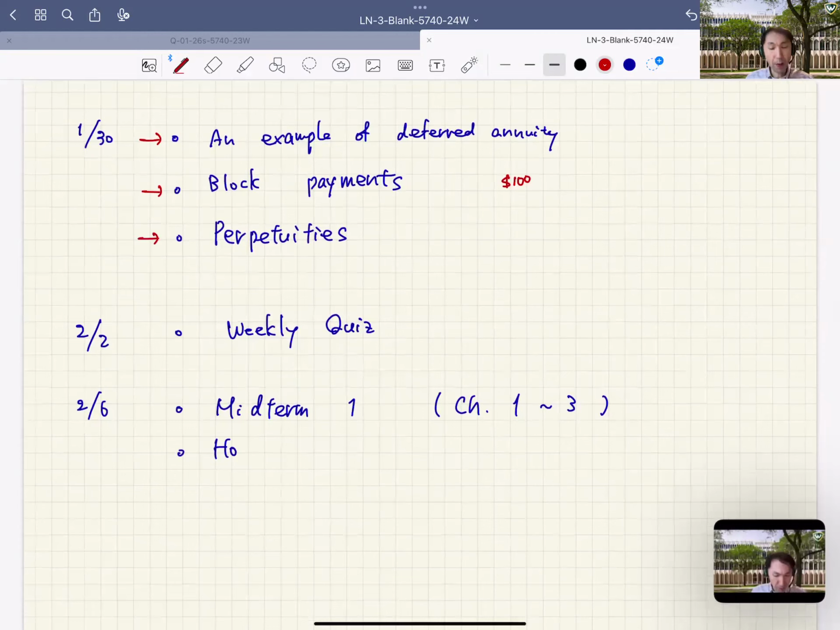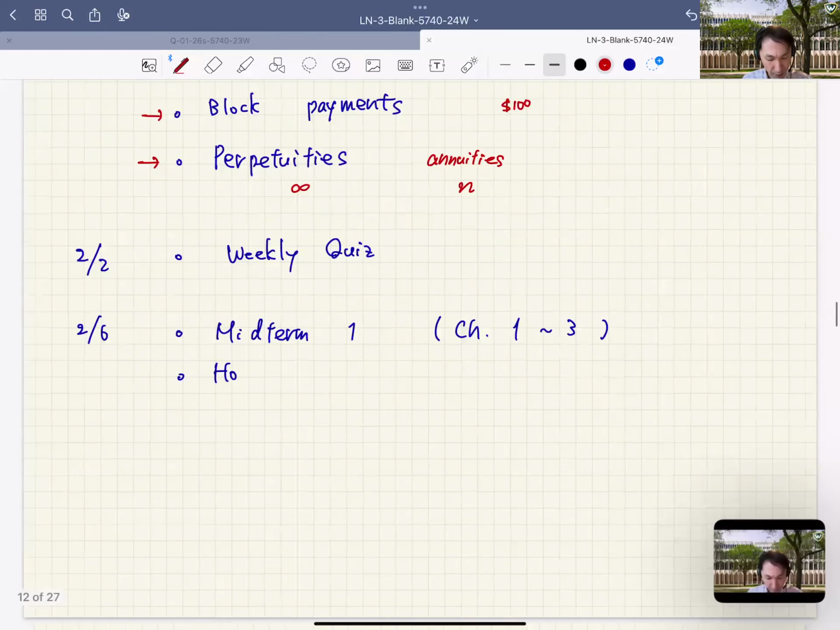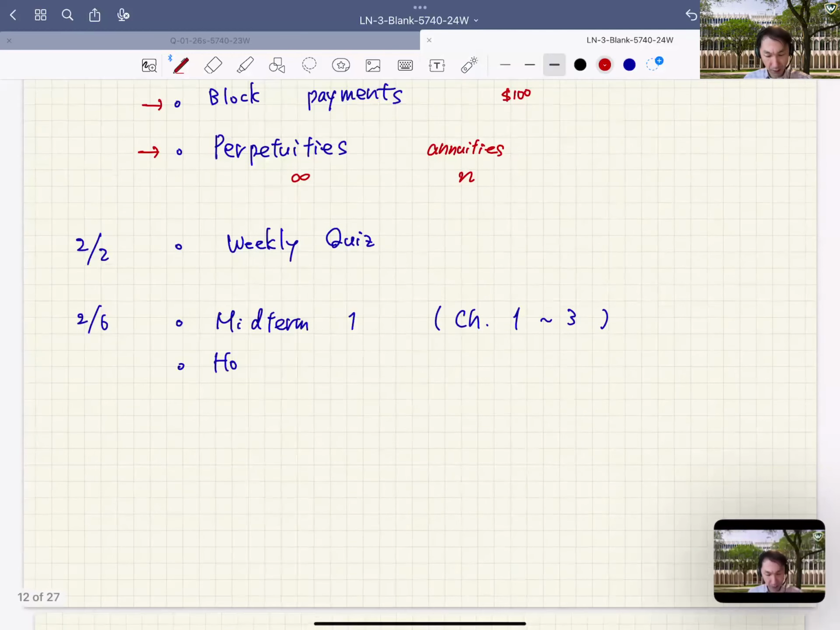And the next one is perpetuities. Perpetuities is basically the eternal version of annuity. For annuities, we have a finite number of payments, I would say n payments. For perpetuities, we have infinitely many payments. We discussed it a little bit in the first class, but we will discuss it in detail.